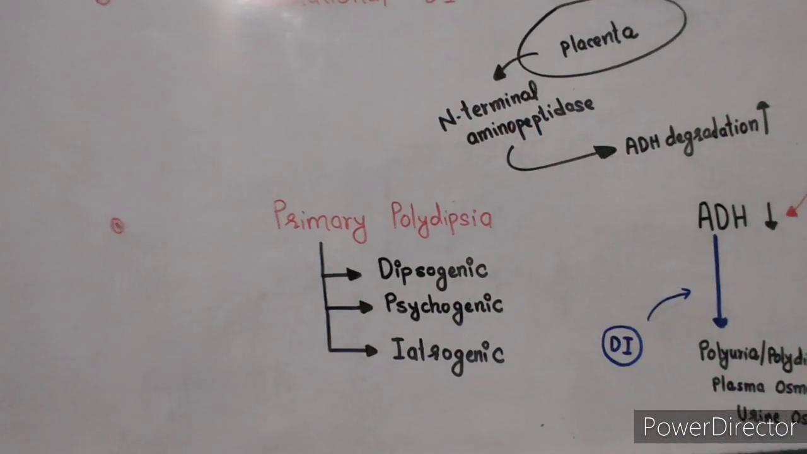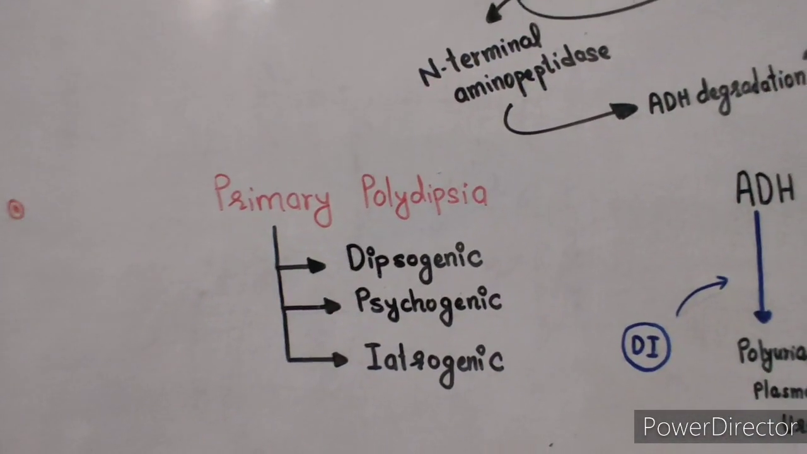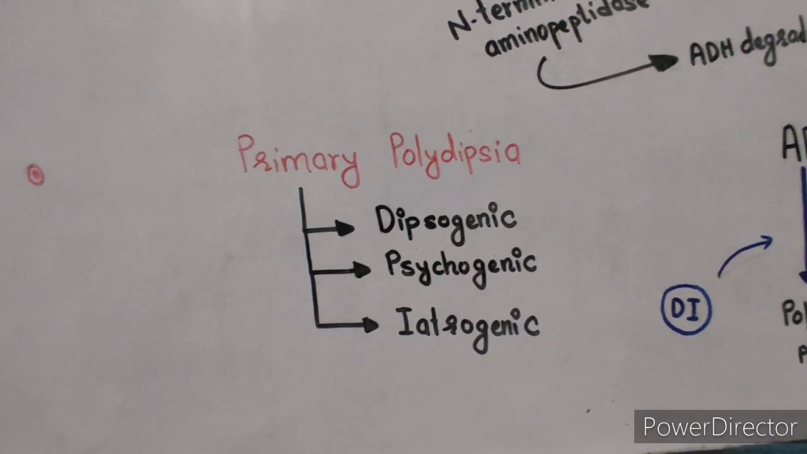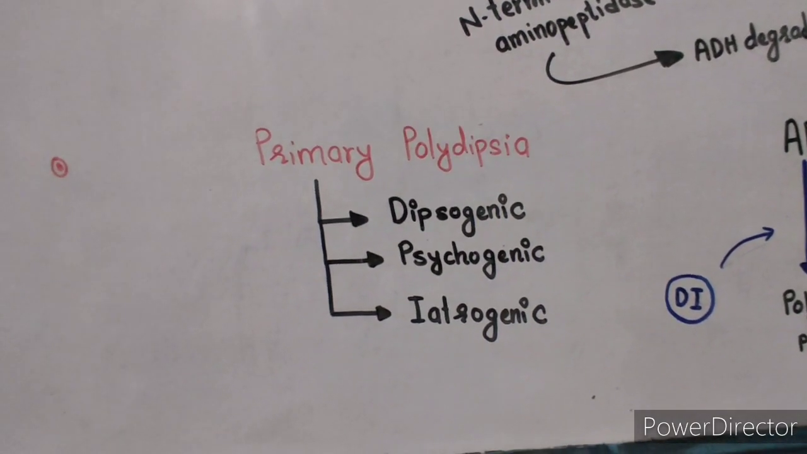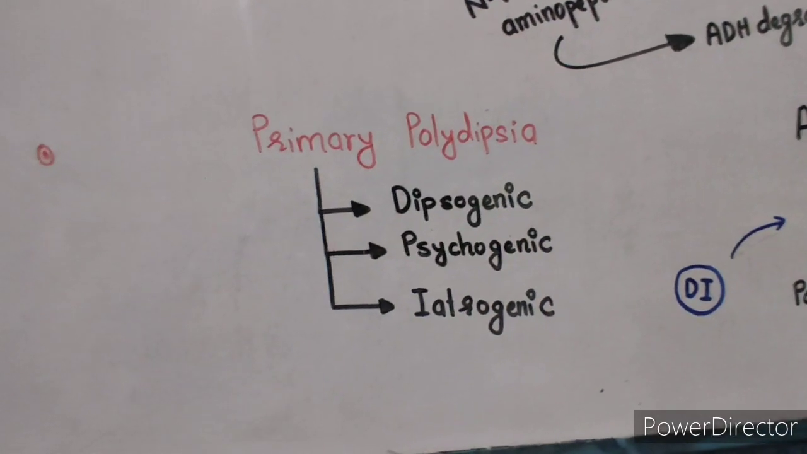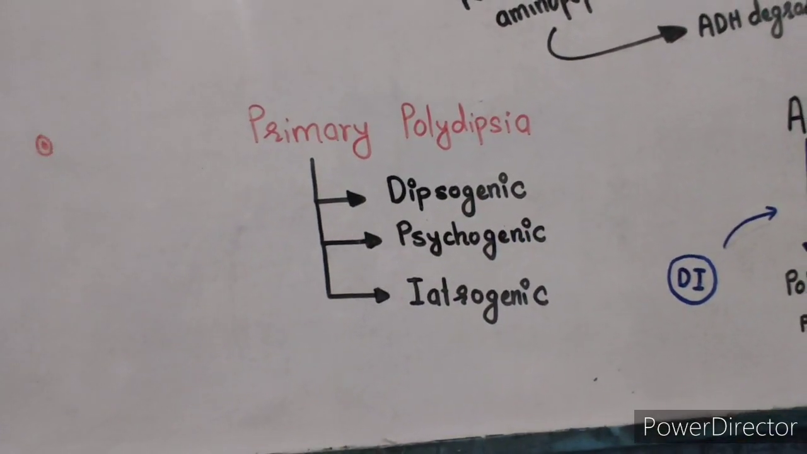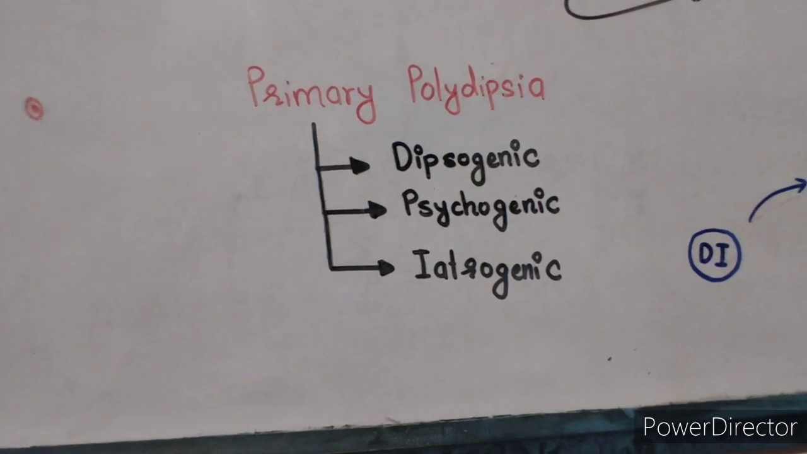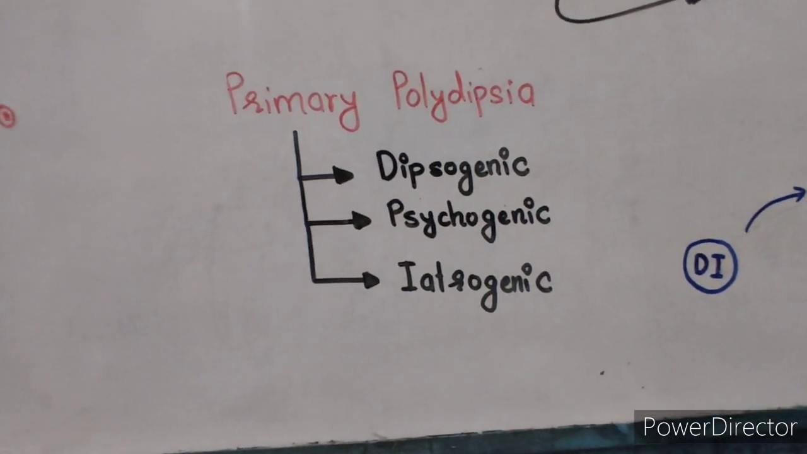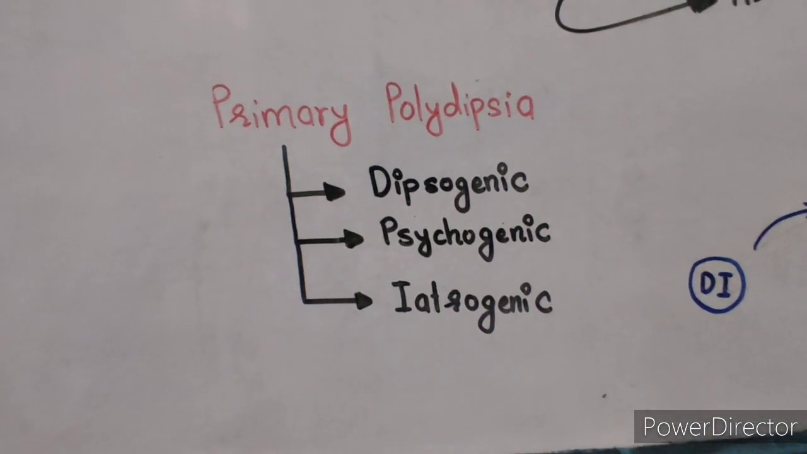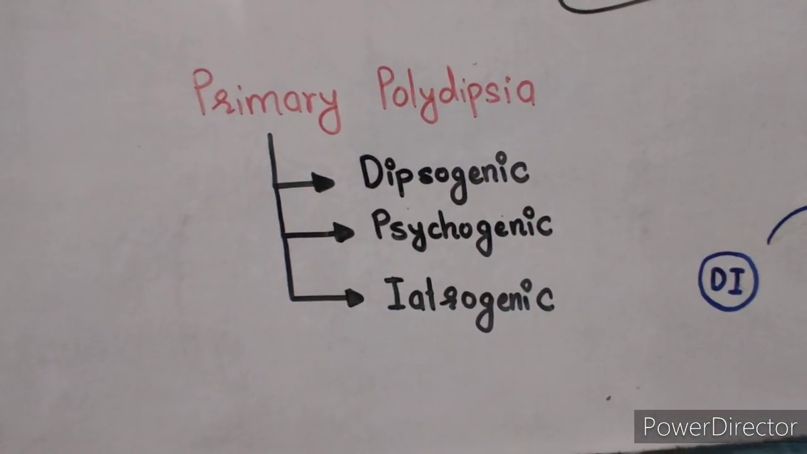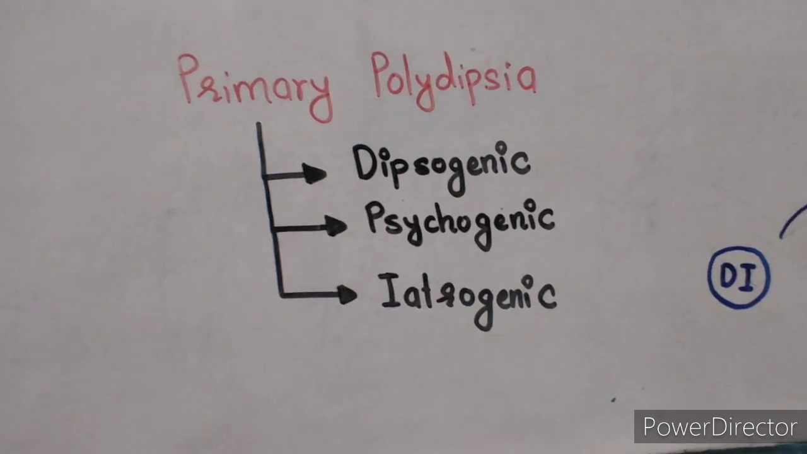Primary polydipsia is not diabetes insipidus. It is a different entity, but it is an important differential diagnosis of diabetes insipidus. In primary polydipsia, there is excessive intake of fluids by the patient. It is of three types: dipsogenic, psychogenic, and iatrogenic. In dipsogenic primary polydipsia, there is abnormal thirst. Thirst is inappropriate, because of which the patient takes excessive fluids.